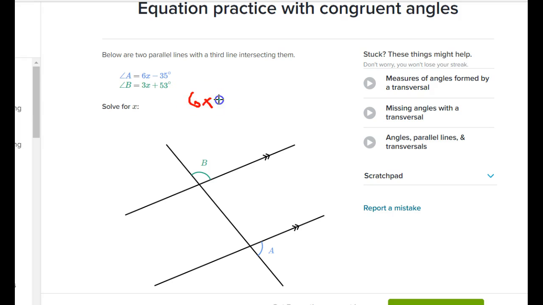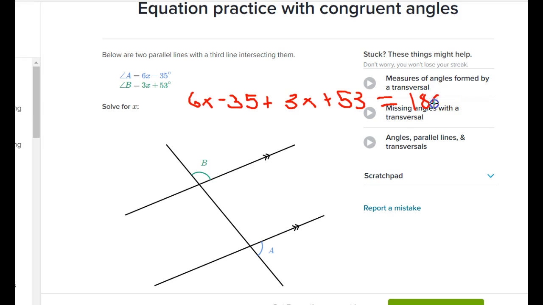6x minus 35 plus 3x plus 53. Now, I'm not going to take you through how to solve this, just going into the point of writing the equation. Now, the key is for you to know A and B, these are same side exteriors. When you add them together, they're equal to 180.